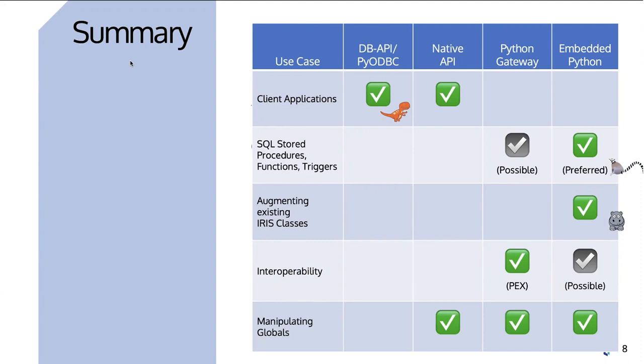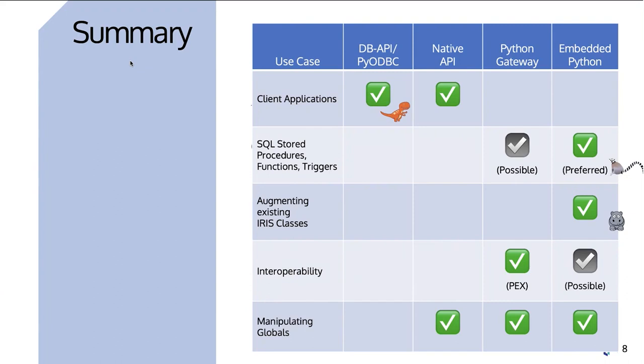If you're doing anything with stored procedures and functions and triggers, or working with a lot of data and wanting your data very close to your code, you want to be in the embedded Python area. It may be Python Gateway if you have a big legacy application sitting out there and it can't move, and you really can't tightly integrate Iris and your Python application. It may be a good case for Gateway, but if it's new development, greenfield development, you probably want to be in the embedded Python area. And as we saw at the end there, especially if you're augmenting existing Iris classes, embedded Python is the way to go.